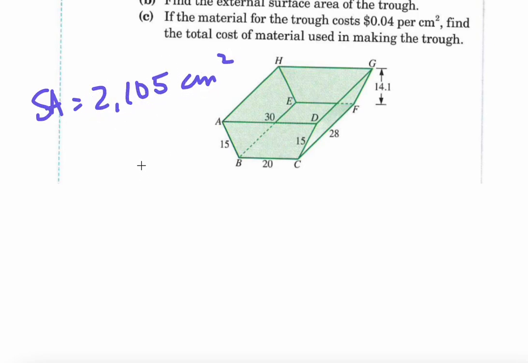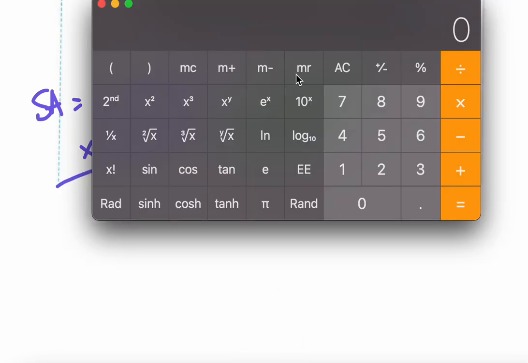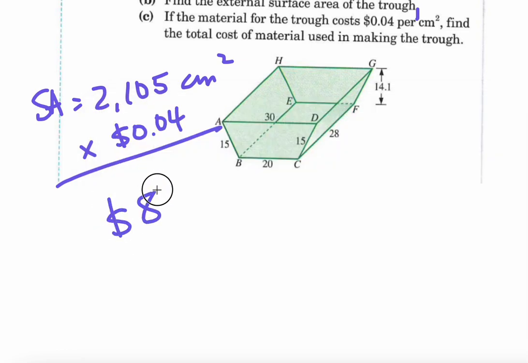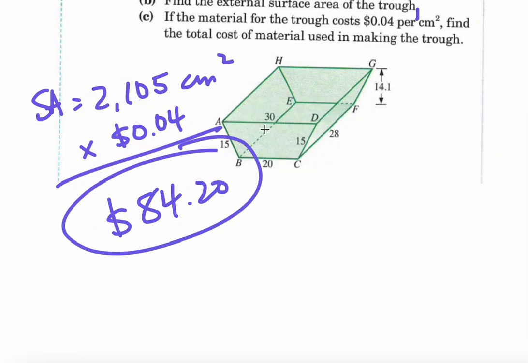centimeters squared. If it costs 4 cents for every 1 centimeter squared, how much would be the total? Well, 1 centimeter square costs 4 cents. So 2,105 would be just that times the 4 cents. So let's see how much this trough would cost. 2,105 times 0.04. It costs $84.20. Not bad at all.